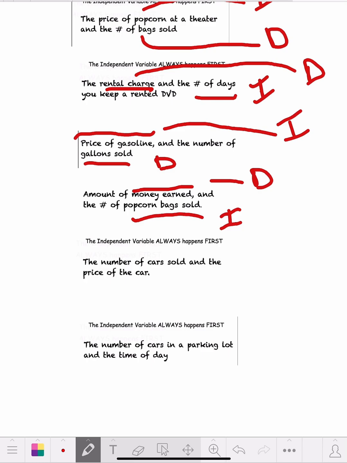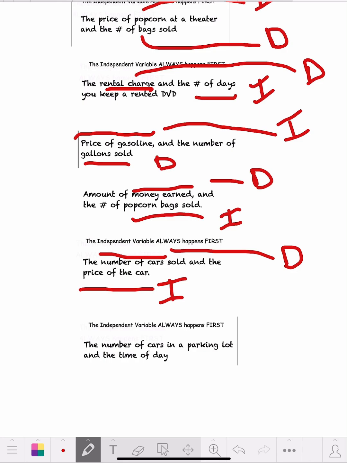Now, I wrote it again. The independent variable always happens first. Okay, the number of cars sold and the price of the car. The lower the price of the car, the more you're going to sell. So the price of the car would be independent. That's going to tell you how many cars you sell. So the number of cars sold is going to be dependent on how high you make the price. You make them too high, they're not going to sell any. You make them lower, you might sell more cars. So the number of cars sold is dependent on the price.